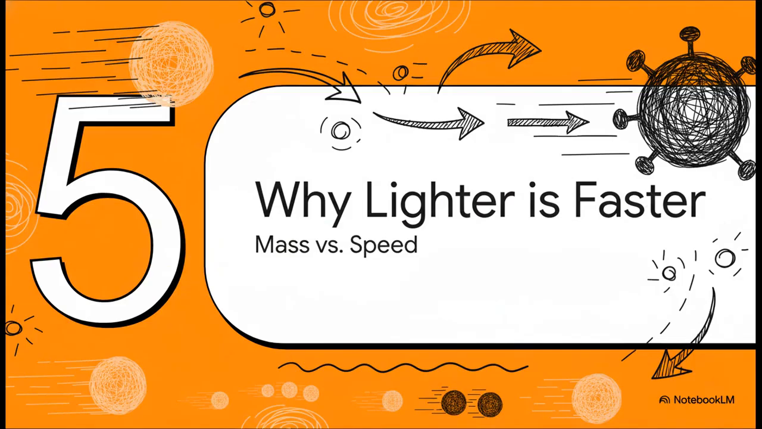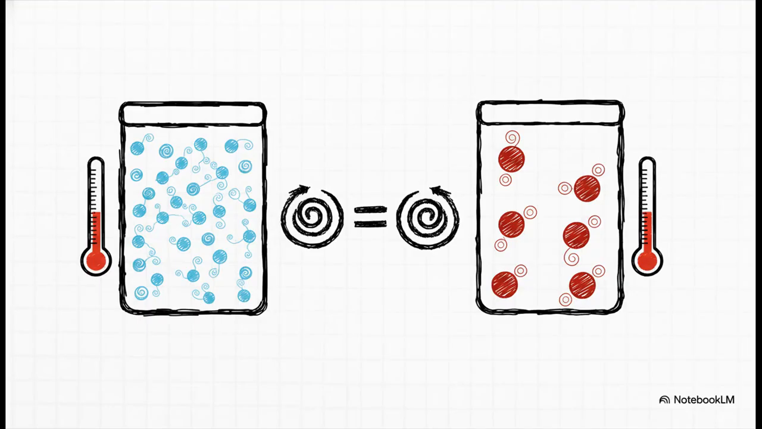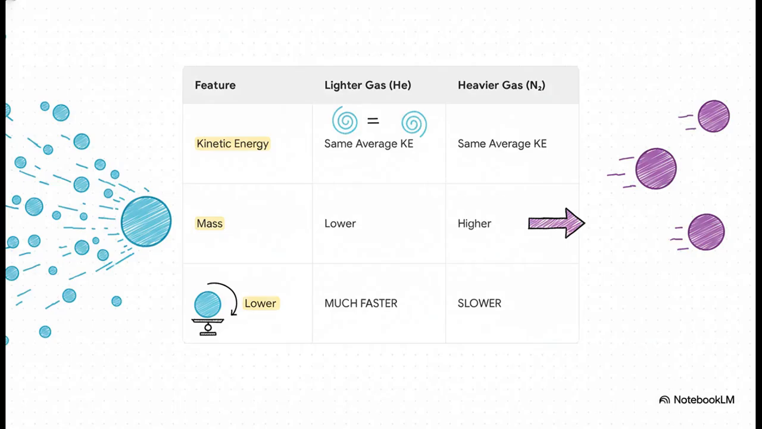All right, one last piece of this puzzle, and it's a really cool one. We've talked about how temperature affects speed, but what about the actual mass of the molecules themselves? Okay, get this. This is the key. If you have two completely different gases, say helium and nitrogen, but they're at the exact same temperature, their molecules will have the exact same average kinetic energy. It doesn't matter what gas it is. It's a fundamental rule.